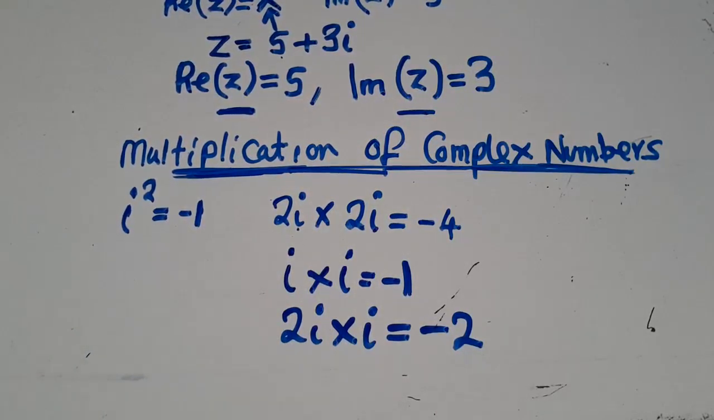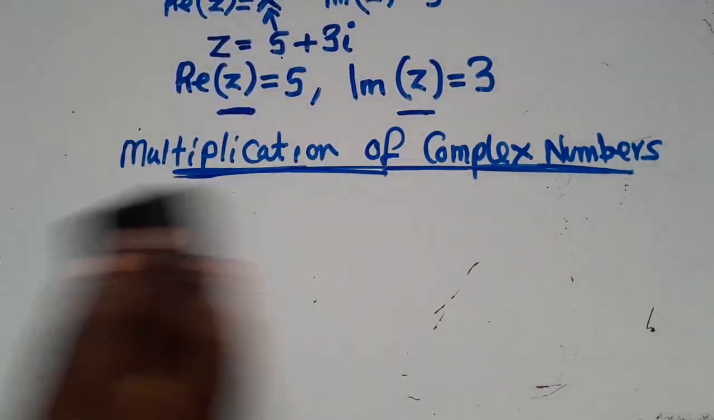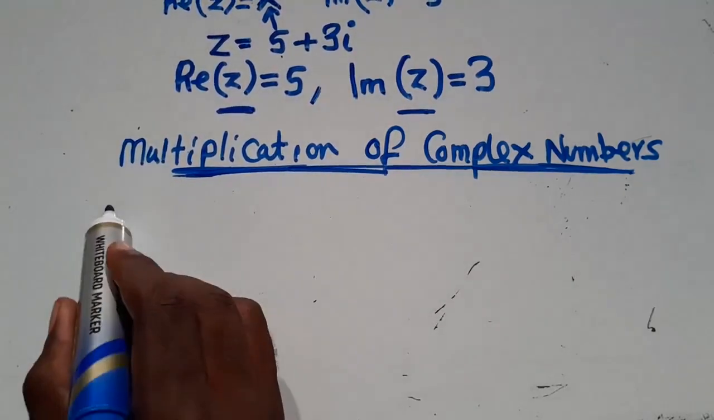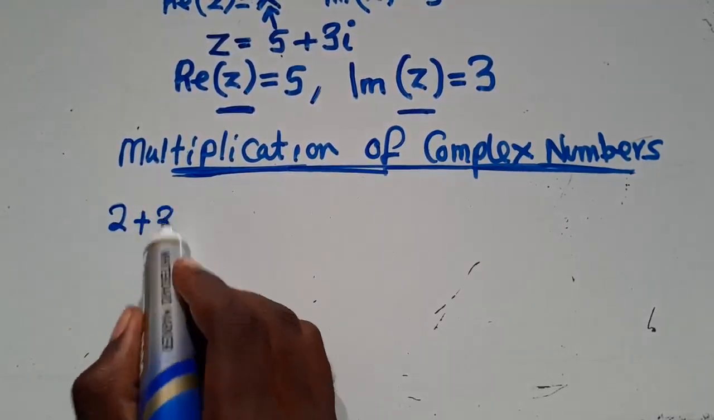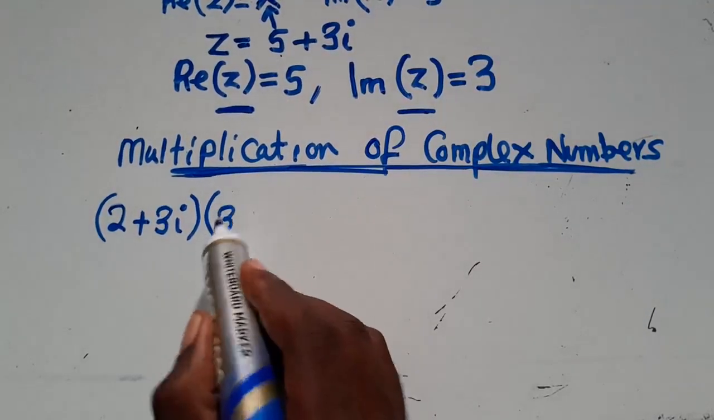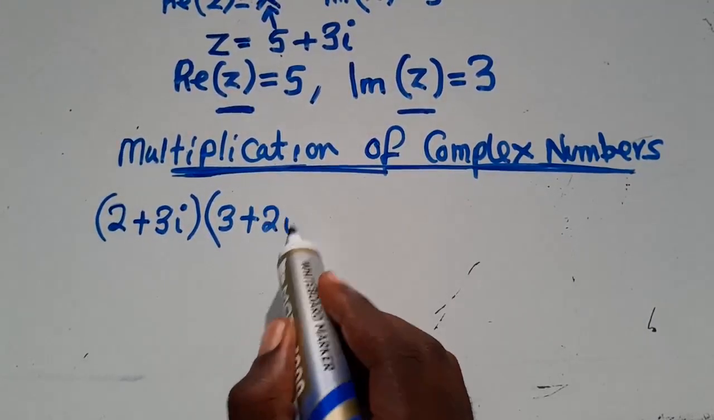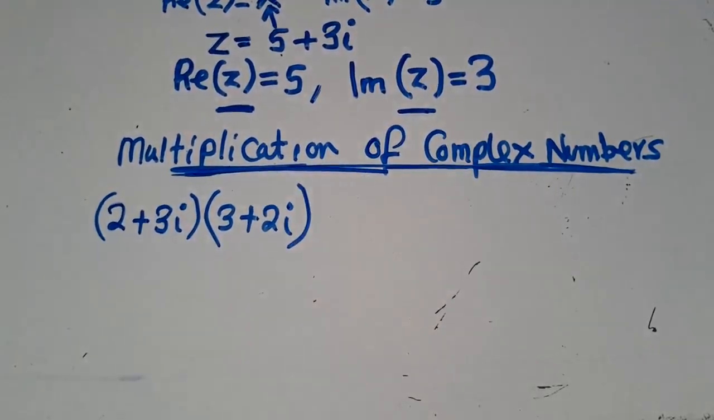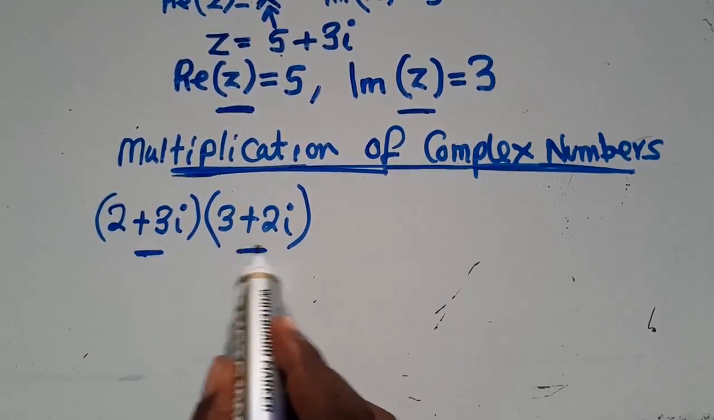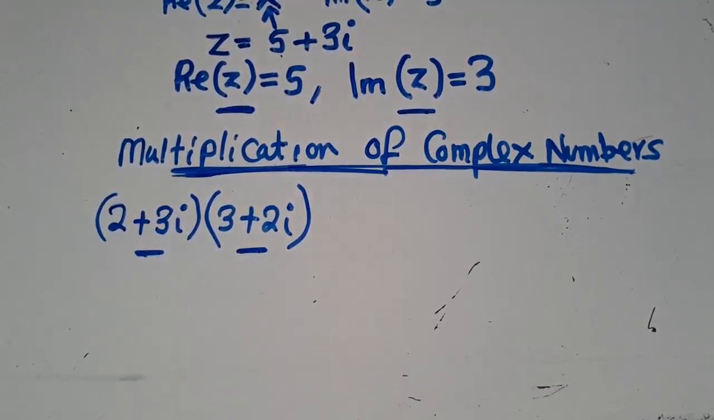Now let us move forward and look at a question where you multiply 2 complex numbers. This is very simple. Let's say you are given 2 plus 3i, and you are told to multiply it with 3 plus 2i. This one is a complex number, and this one is also a complex number. How can you multiply these 2?